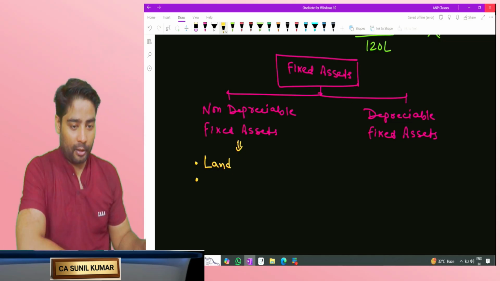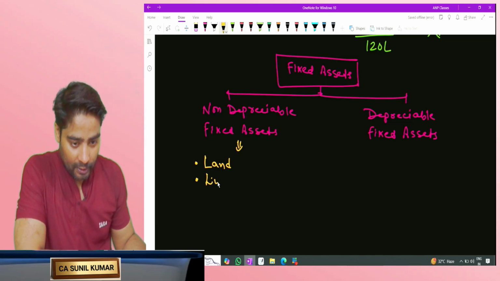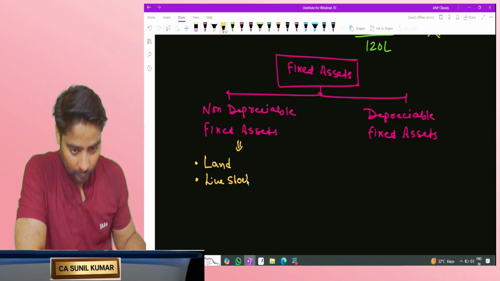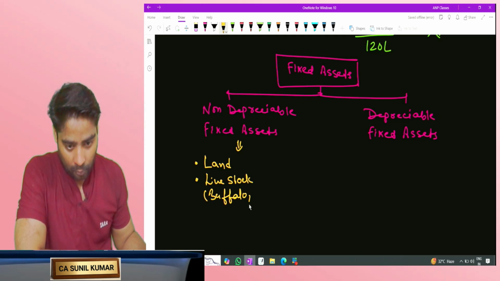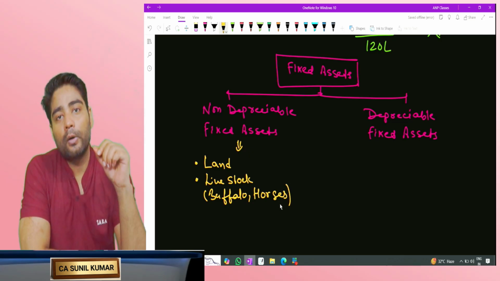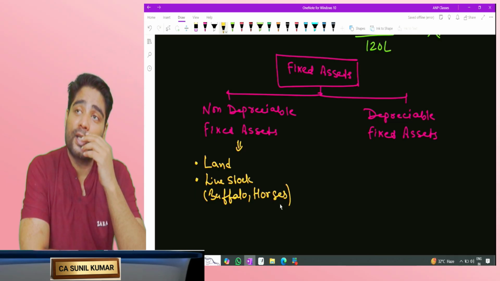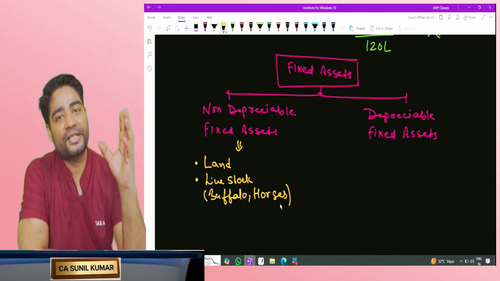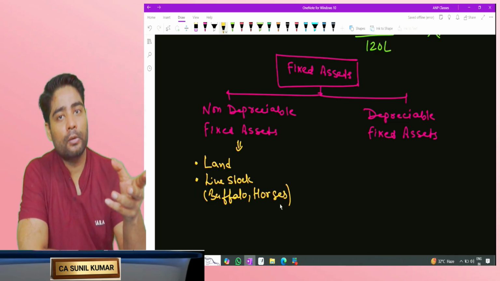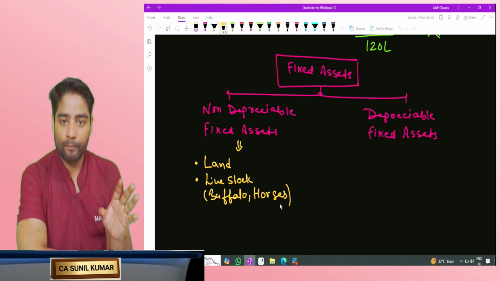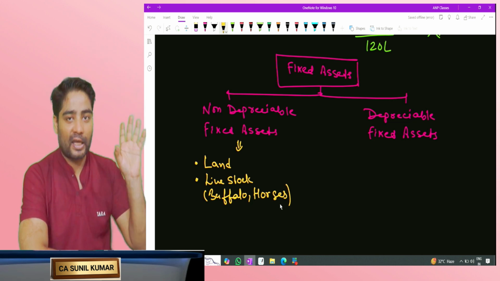But we can say that livestock like buffalo, horses. Okay, so if I'm in the milk business and I have purchased cows or buffaloes worth rupees 10 crore, the 10 crore value is my fixed asset, in the name of livestock.